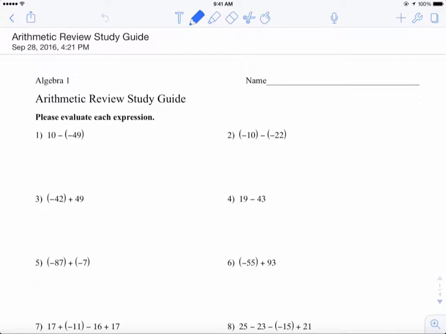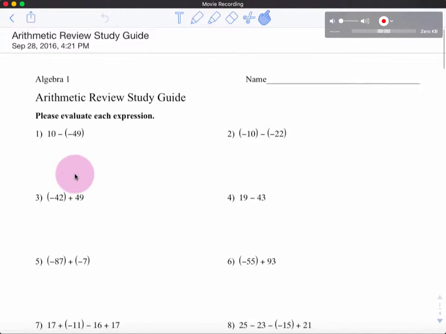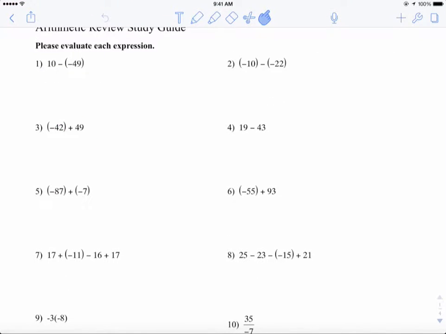Hey guys, so in advance of our first quiz, I figured, you know what? Maybe I will offer to do a video answer key of our review guide. I don't think I'm going to be able to do this all the time, but for our first quiz of the year, I thought I would help out. So here we go.